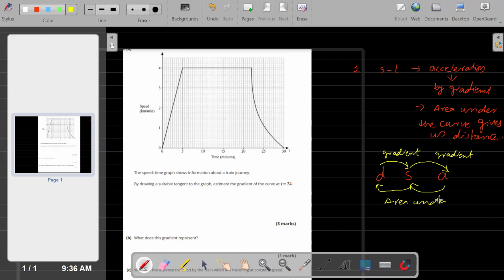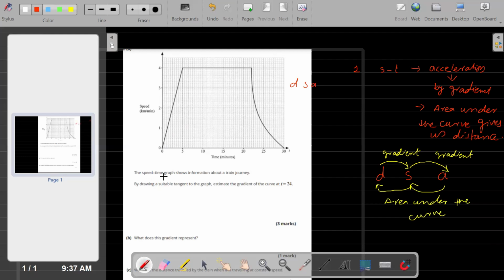Whenever you see a graph, you have to make this map instantly, either in your mind or at the side of your paper. So, area under the curve. Is it clear, Fatma? Yes, miss. Now look, it is a speed time graph. It means that I'm instantly going to make DSA.